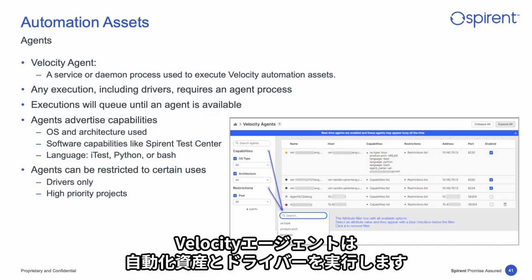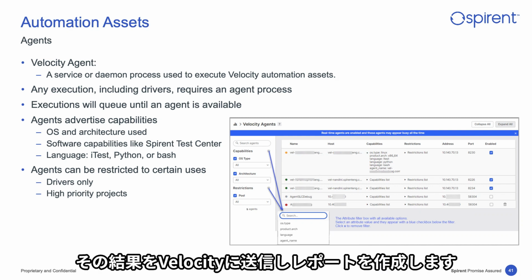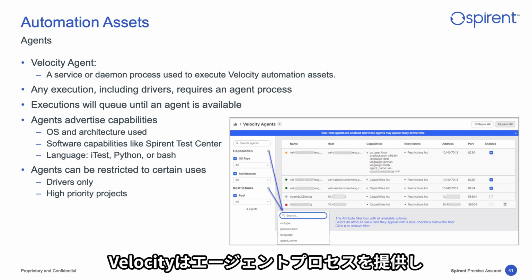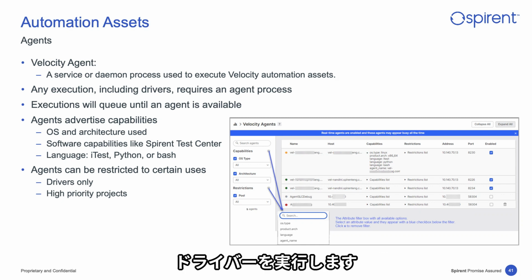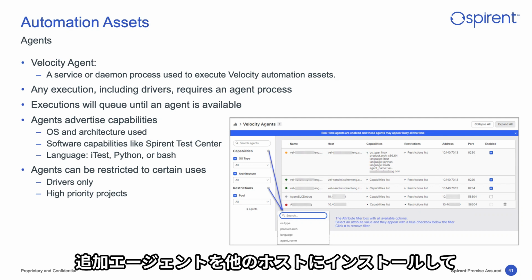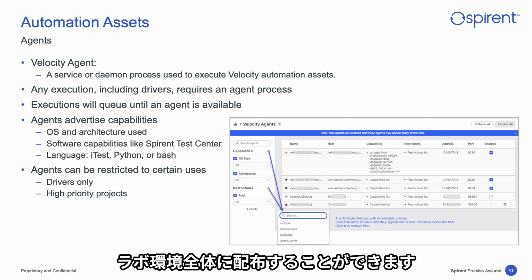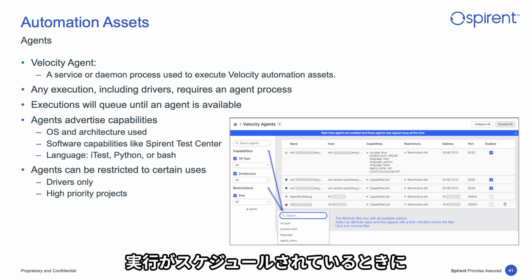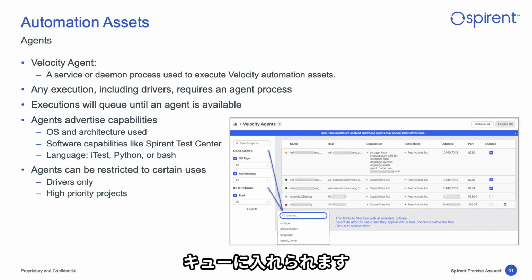Velocity agents execute automation assets and drivers and deliver the results to Velocity for creating execution results reports. The Velocity VM provides some agent processes used for executing drivers. Additional agents may be installed on other hosts and can be distributed throughout your lab environment. If no compatible agents are available when an execution is scheduled, it will be queued.